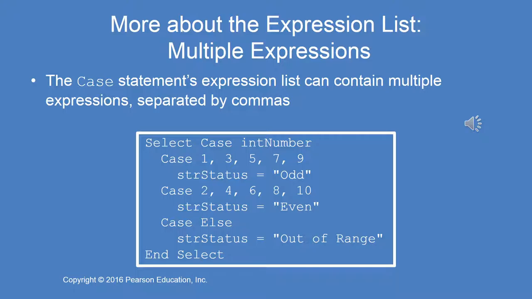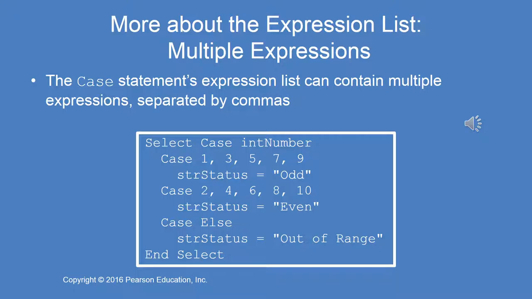In the first slide, I mentioned the expression list, and we kind of glossed over that until now. The case statement's expression list can contain multiple expressions which are separated by a comma. So in this case, the expression being used for branch is int, the value in int number.